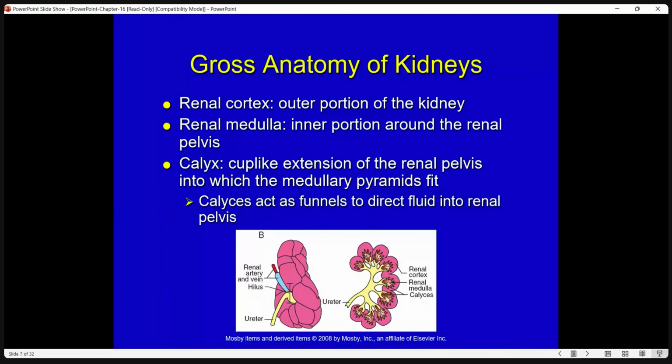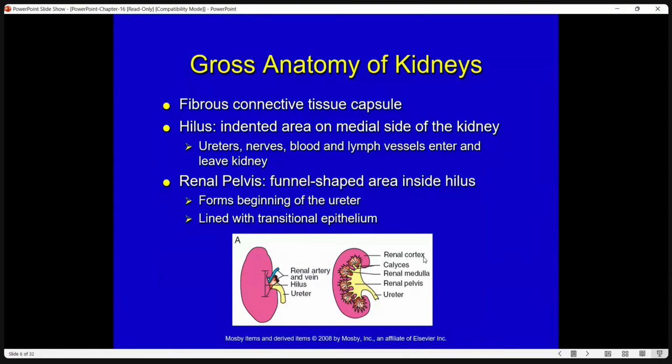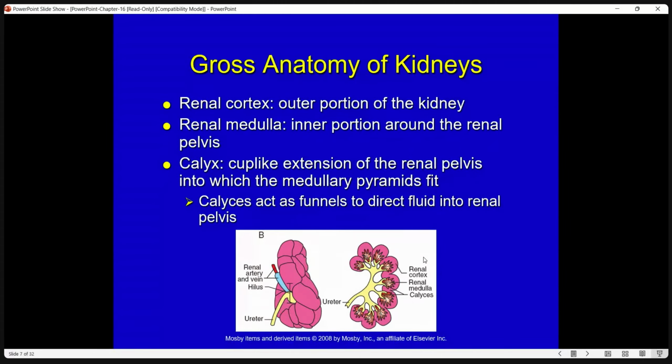Let's proceed. So we have the renal cortex, which I said is the outer portion of the kidney. It's clear here. Then the renal medulla, that is now the inner portion around the renal pelvis. And the renal pelvis is around this place. Now, I will not talk about the calyx because this is now more detail. Let's proceed.